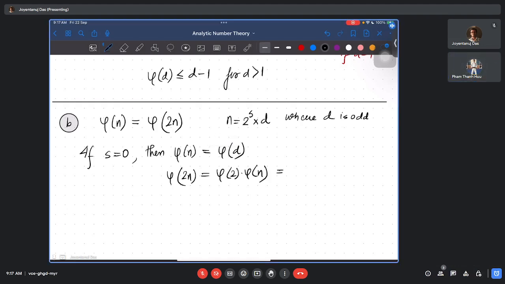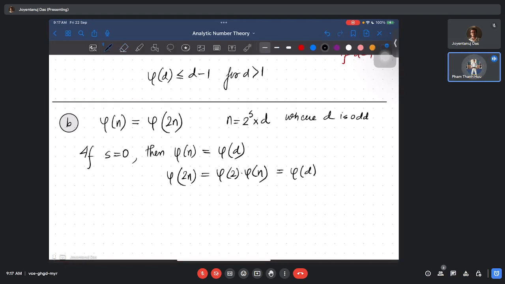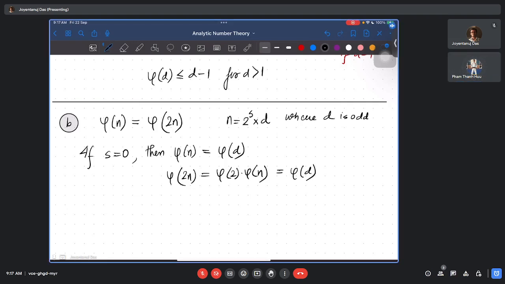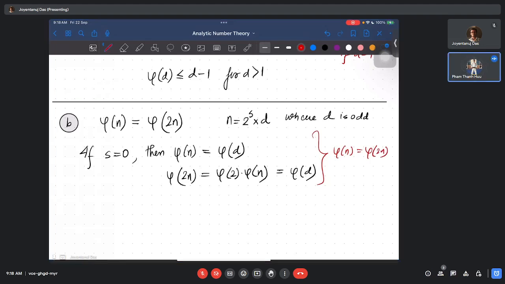Phi of 2 is 1. So I can write it as only phi of d. So in this case they are matching, and phi of n is equal to phi of 2n. So this is fine.